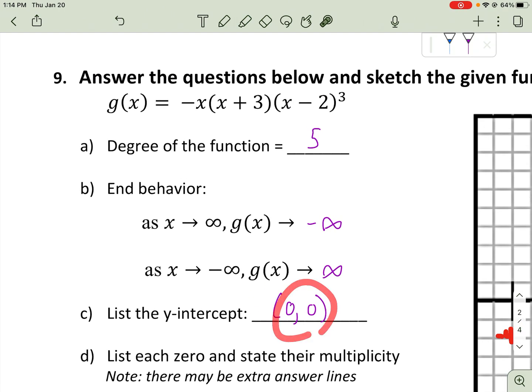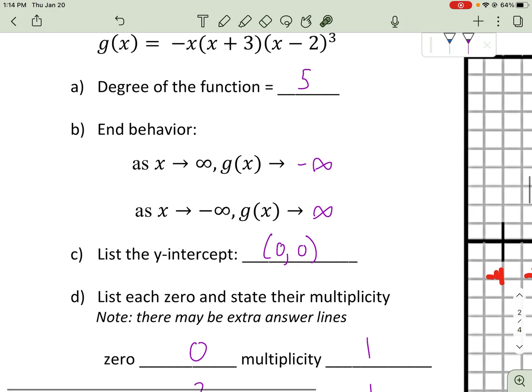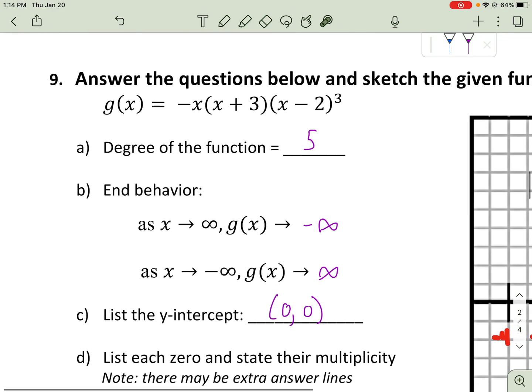Y-intercept, again, is when x is 0. So if you plug in 0 for this x right here, you get 0 times whatever else is over here. It doesn't even matter. You're going to get 0 because we're multiplying by 0. So our y-intercept is actually (0, 0).